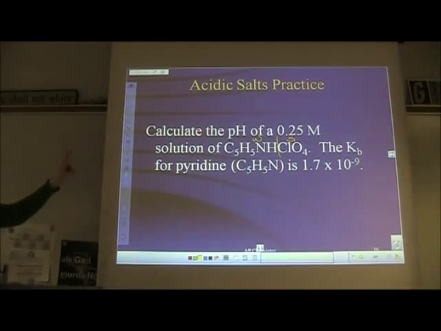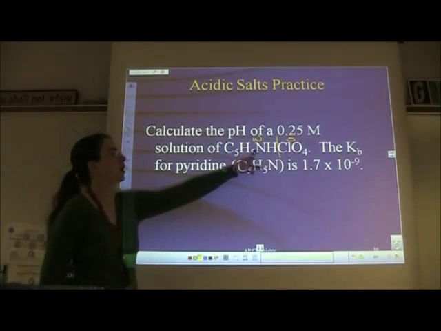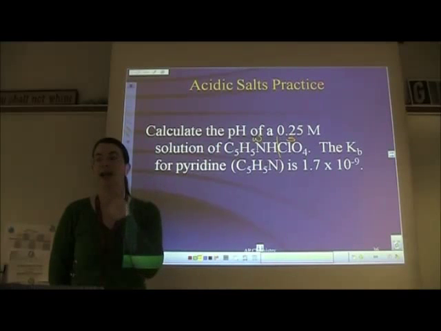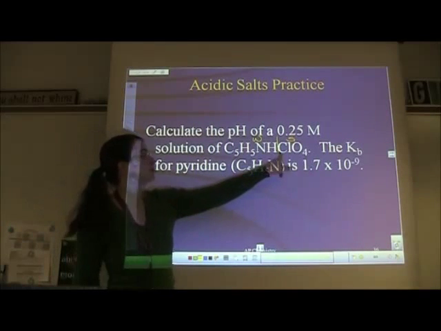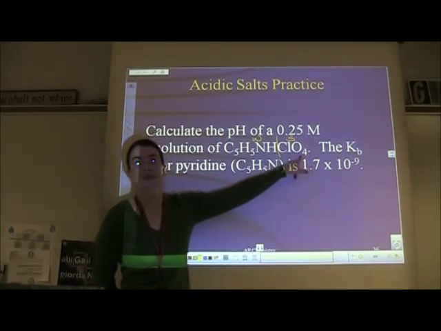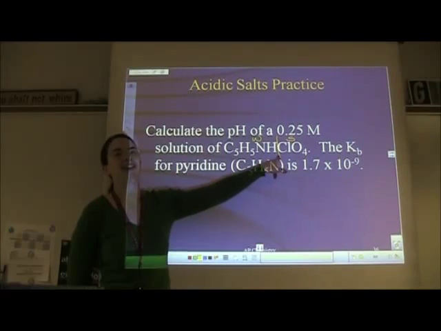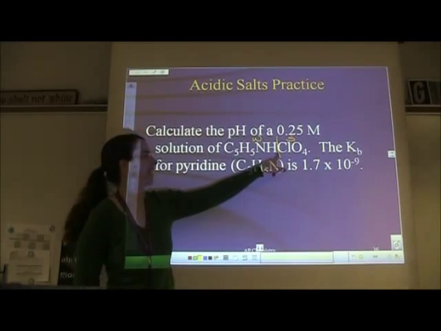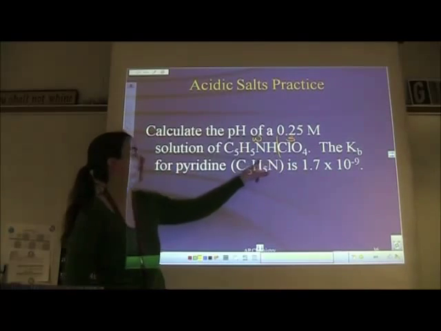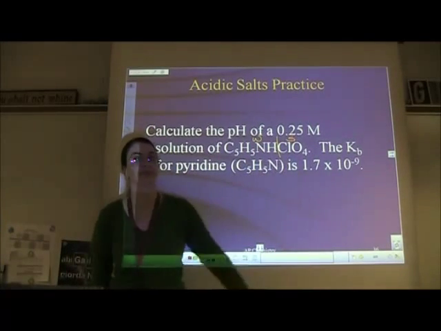So which side of the salt am I going to write my reaction with? C5H5NH with a +1 charge. How did I know that? Because what is the charge of perchlorate? Because I know my polyatomic ions. And I know that this has a -1 charge, so this must have a +1 charge.